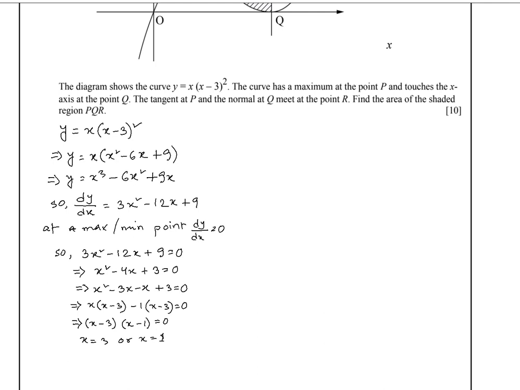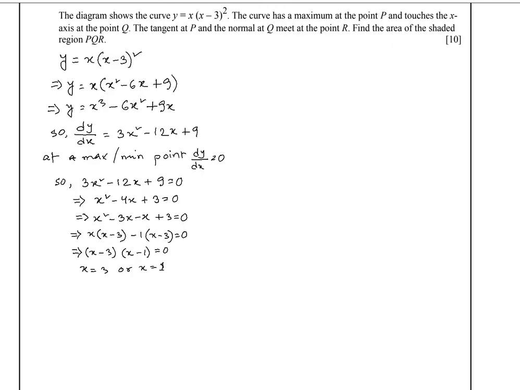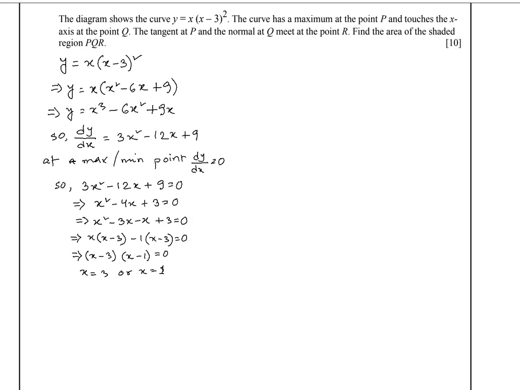So these are the x coordinates of the stationary points, hence the turning points, hence the x coordinates of either minimum or maximum points. From the figure we can easily say that x equals 1 will be the x coordinate of P and x equals 3 will be the x coordinate of Q, but let's prove that mathematically. We need to do the second order derivative. So let's differentiate dy over dx with respect to x again.